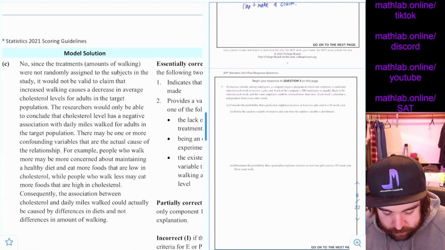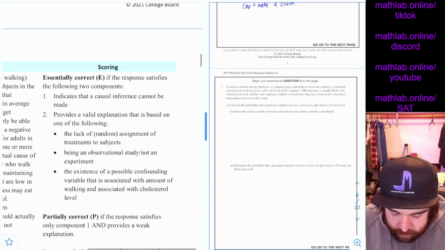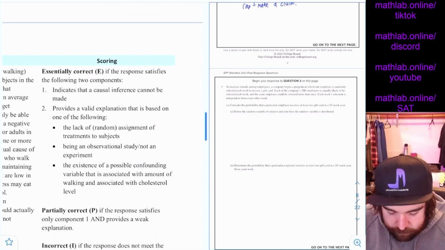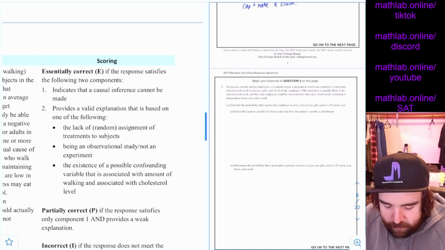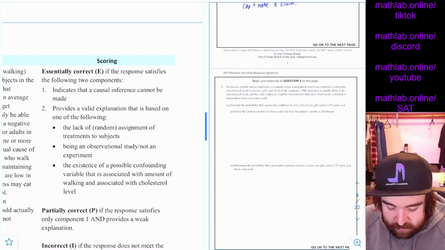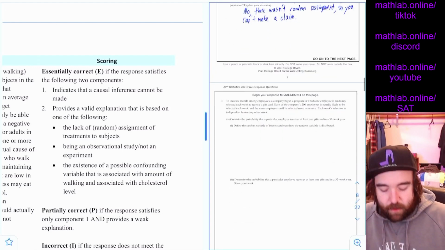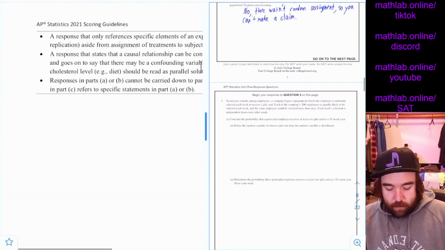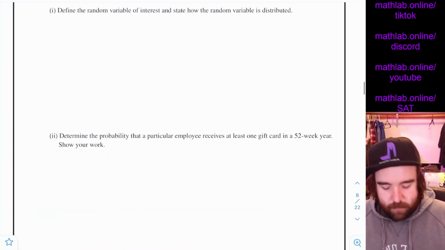No, since the treatments were not randomly assigned. There you go. Indicates that the causal inference cannot be made. Provides a valid explanation that is based on one of the following: the lack of random assignment, being an observational study and not experimental, which is the same thing; the existence of a possible confounding variable that is associated. Yeah, like just being healthy already. Okay. We might not have got all the points for that one part, but we definitely got all the points for the other parts.